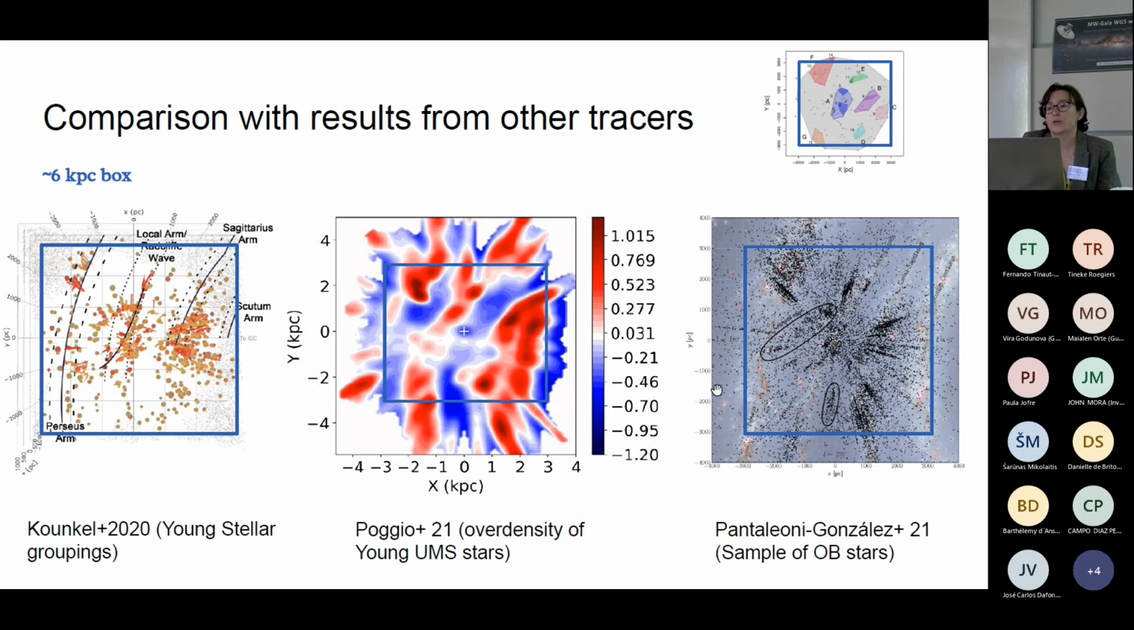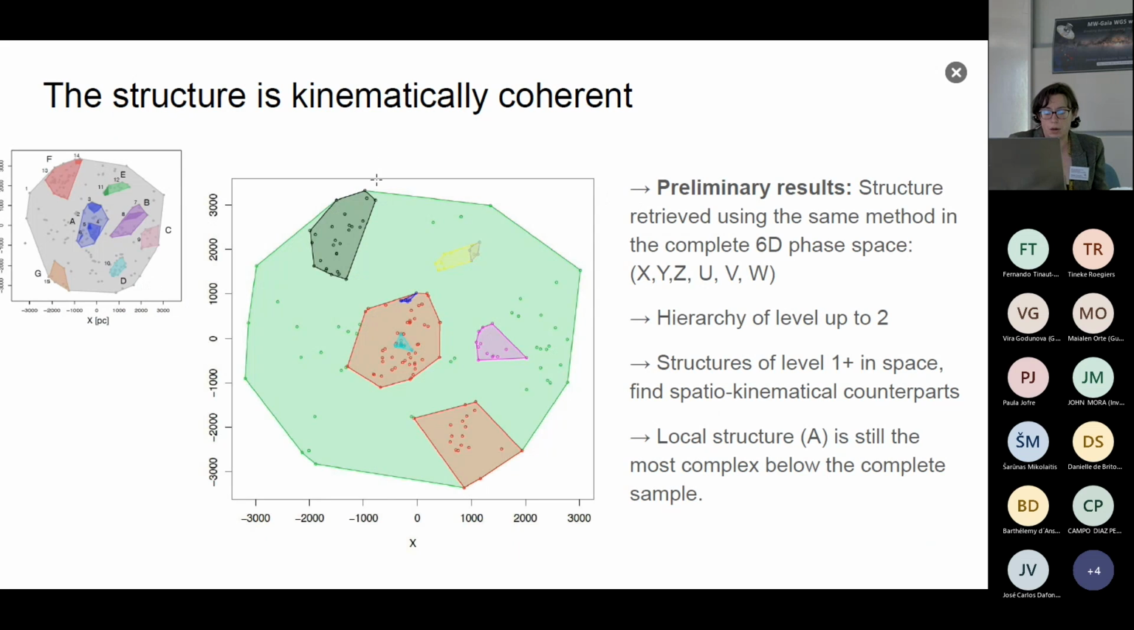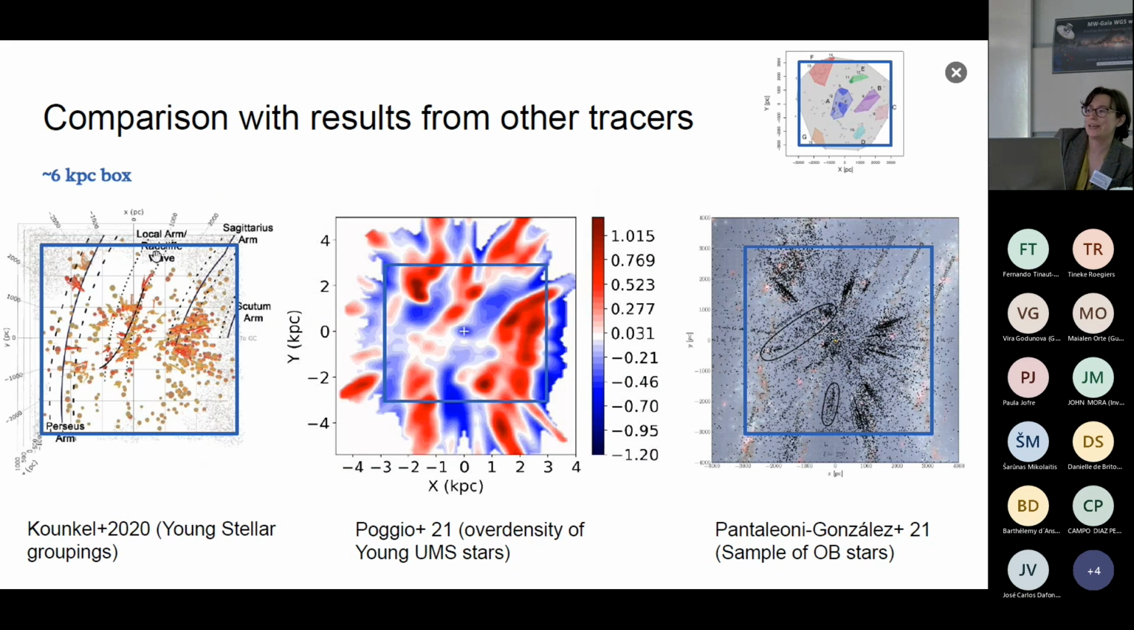Now, the structure we obtain, which is here in the small square, can be compared with some results from other tracers, but these are different data sets. So there are differences between what we analyze and what they have done. On the left, you have the groupings, which are clusters and associations, the young ones from Kounkel and collaborators. And then the two on the right are based on stars.